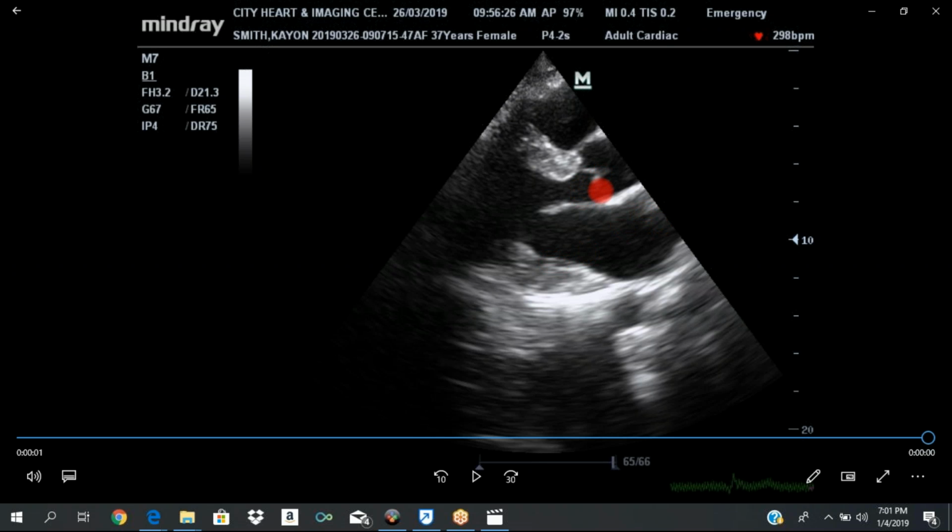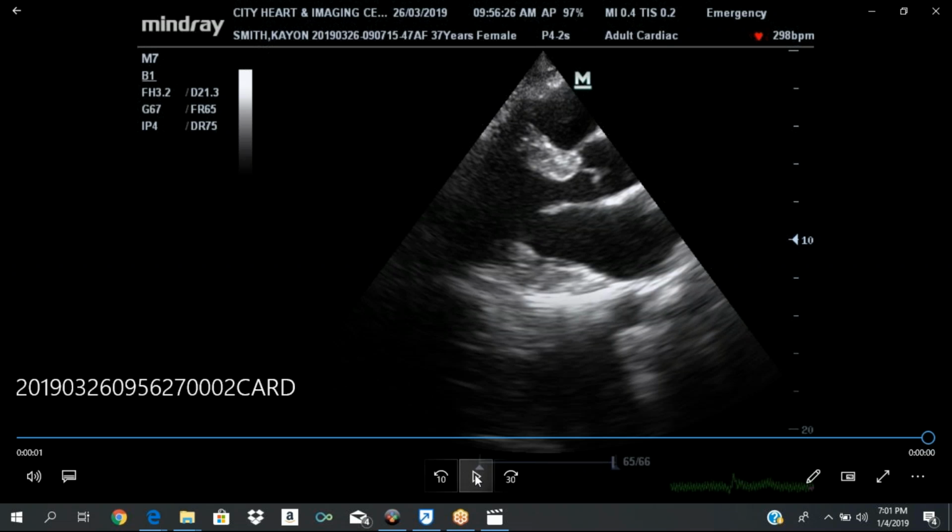Your aortic valve opens and closes. It opens in systole, closing in diastole. Your aortic root is right there, and the ascending aorta. And this is the right ventricular outflow tract. So let's put it in motion, and then you can see everything as it is. Okay. So the anterior mitral leaflet on top, posterior leaflet right there.